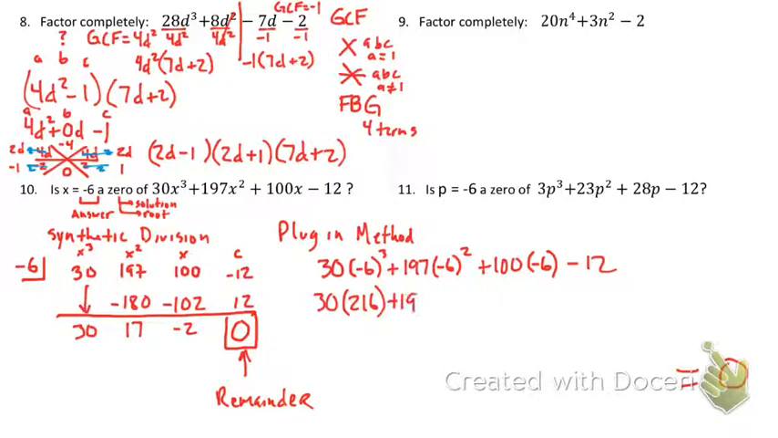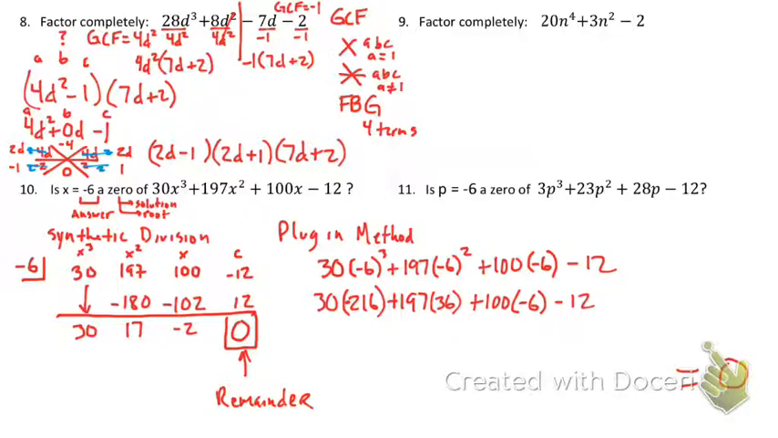Plus 197 times negative 6 to the, sorry, let me back up. This should be negative 216. Okay? Almost forgot my negative again. So that's negative 216 if you do the math correctly. Here, negative 6 times negative 6, that's positive 36. So 36 goes into parentheses, it's positive. And then plus 100 times negative 6 minus 12. Okay, careful with your signs. I almost messed up again with my signs.